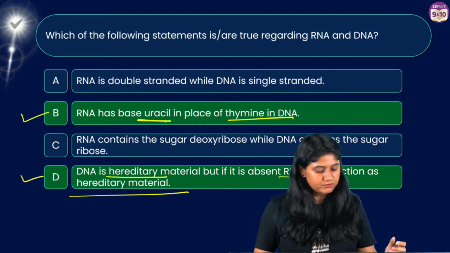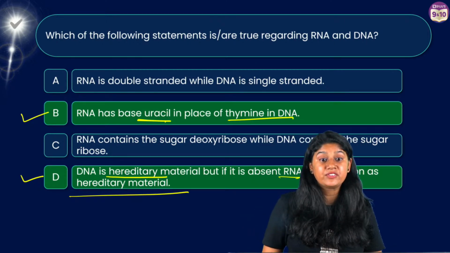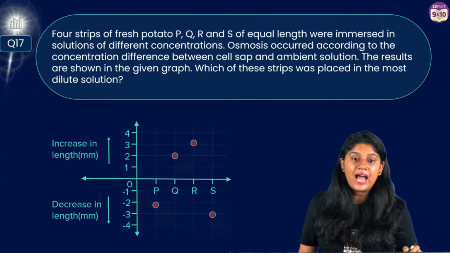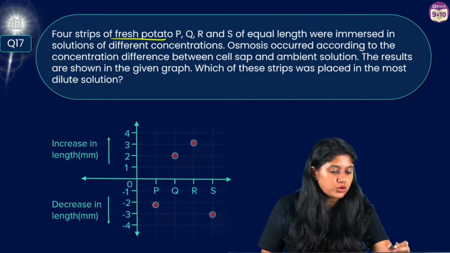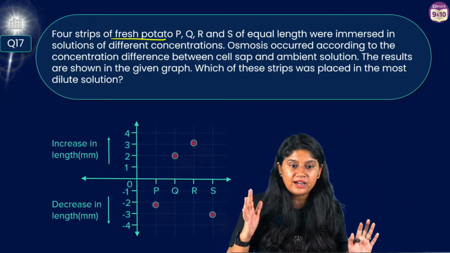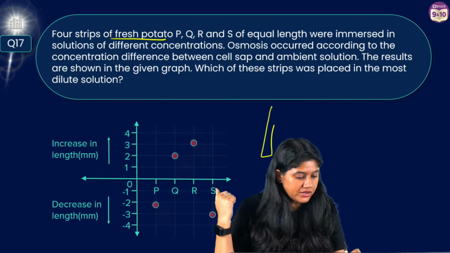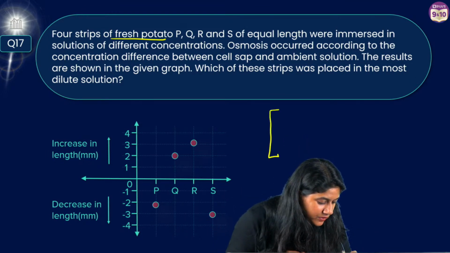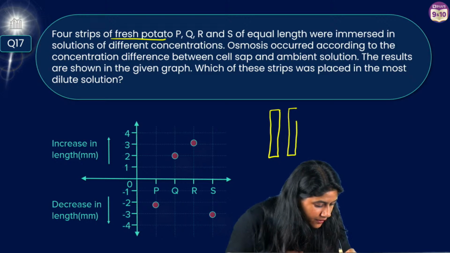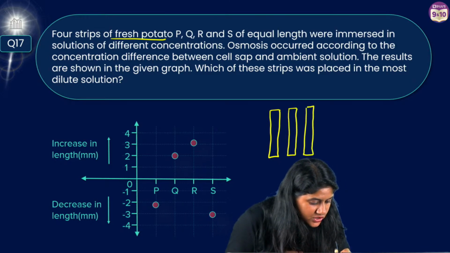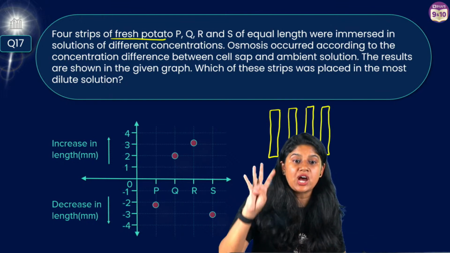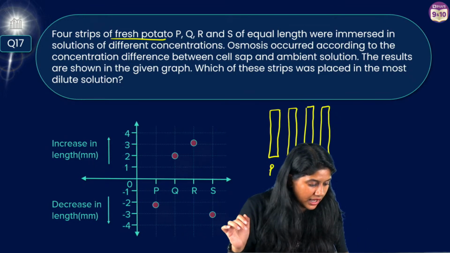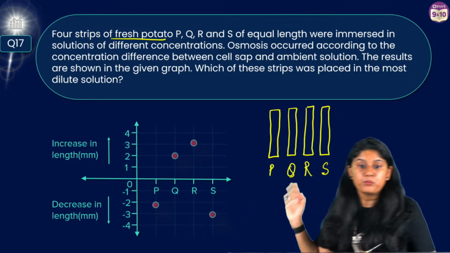Yes, very good. Okay. Everyone, very difficult question now. Read this question and tell me the answer. We have 4 strips of fresh potato. So you know what I did? Ma'am had to do an experiment. Ma'am took 4 strips of potato. I'm really sorry, I cannot make them exactly the same, but I'll try. Ma'am took 4 fresh potatoes and cut 4 equal strips in this way. We have P, we have Q, we have R, and we have S. So we have 4 strips, right?